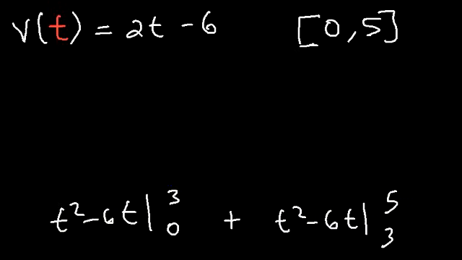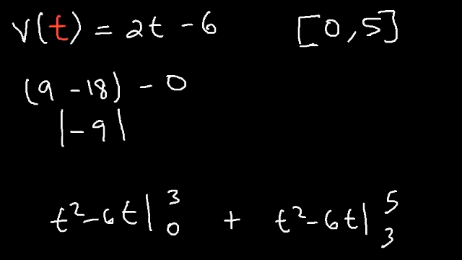Let's plug in what we have. 3 squared is 9, 6 times 3 is 18, and then minus 0. 9 minus 18 is negative 9. So we need to take the absolute value of negative 9. So it travels 9 units in the first 3 seconds.